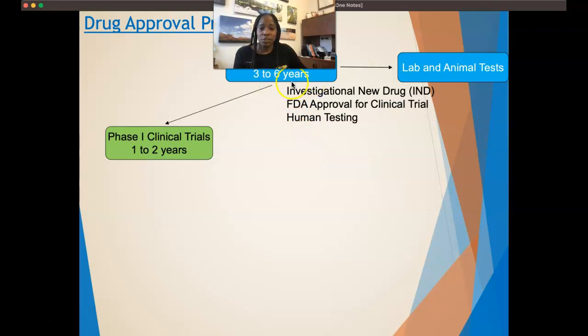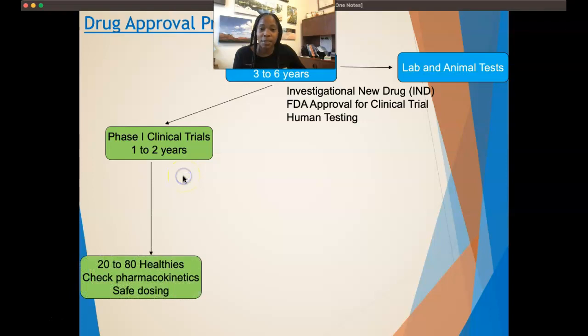After 3 to 6 years, we move into phase 1 clinical trials. Phase 1 clinical trials, again, is going to be on human testing. This is going to last about 1 to 2 years. So we're already 4 to 8 years into a drug being in the system before we even start testing on human beings. So with phase 1 clinical trials, because now we can test on human beings, we usually do this on a very small group of healthy individuals. So 20 to 80 healthy individuals.